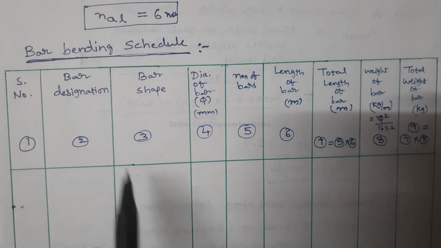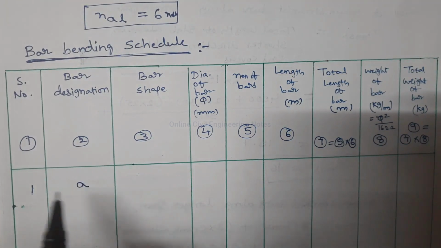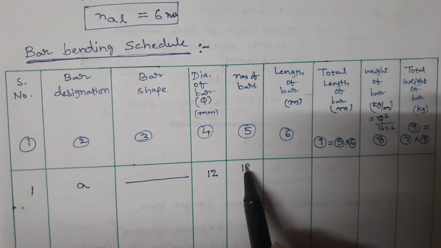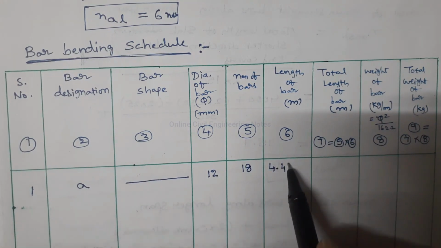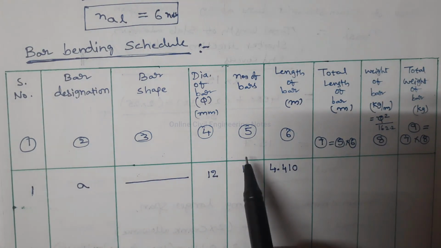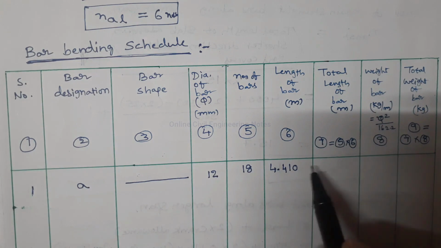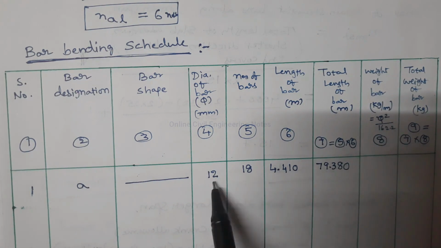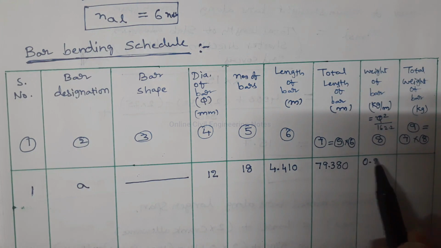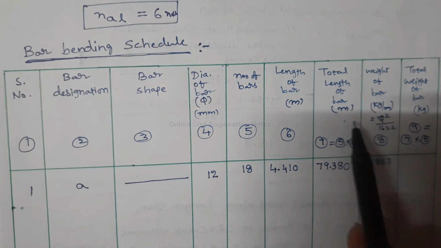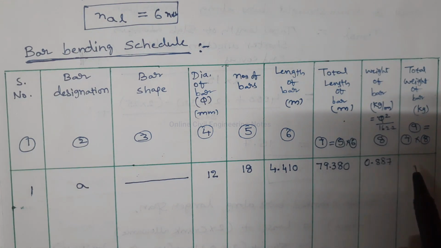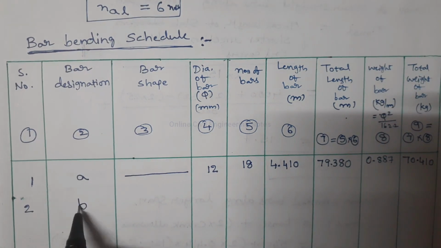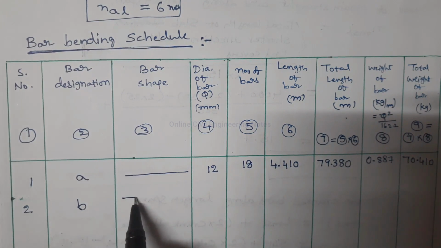Now prepare the bar bending schedule. So first bar is main straight bar in shorter span, which is A, a straight bar. Diameter is 12 mm. Number of bars are 18. Length of one bar is 4.410. Total length is equal to number of bars into length of bar, 18 into 4.41, 79.380. Weight of bar per meter length is equal to 12 square by 162, 0.887. Total weight is equal to total length of bar into weight of the bar, 79.38 into 0.887, 70.410.